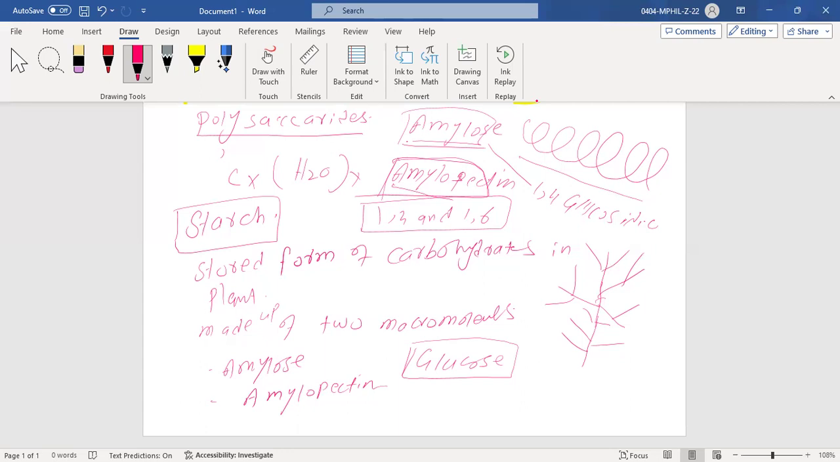You can also add here one more, that is glycogen. It is also a polysaccharide. At least we should complete this as well if we have time. So, glycogen.